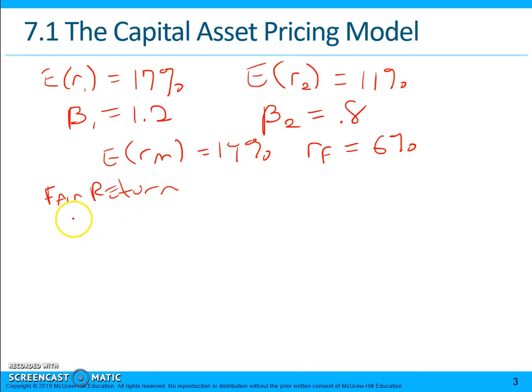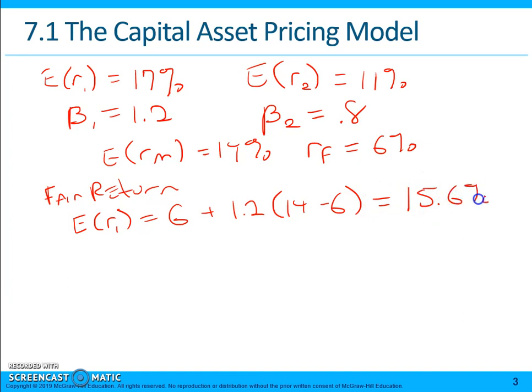we generally use the same notation. It's a little confusing, but expected return 1 using the CAPM is going to be 6 plus the beta 1.2 multiplied by 14 minus 6, and that gives you a fair return of 15.6%, which is what was shown on the chart.